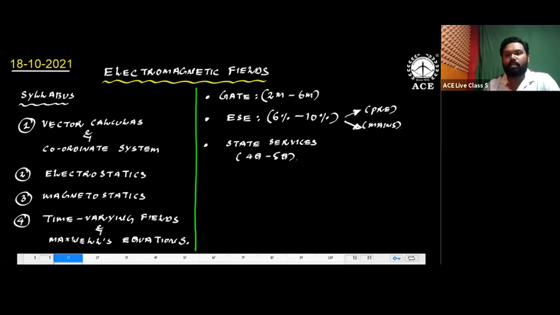But before going into topic number 1, let us have some motivation. Let us start something like this. What is the reason for studying this electromagnetic theory, or what is the need for studying electromagnetic theory, or EMF, or electromagnetic fields, or electromagnetic field theory? Different names are there, or simply electromagnetics. In short, you can call it EMF, electromagnetic fields.